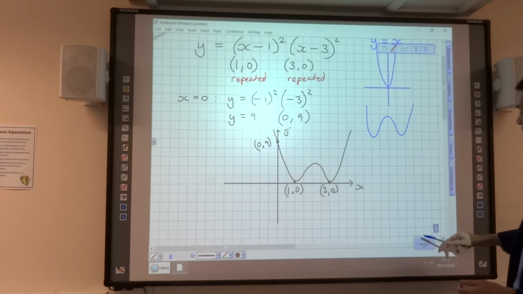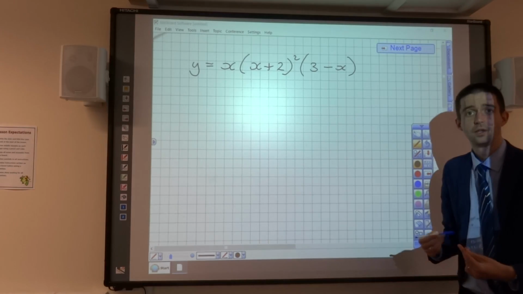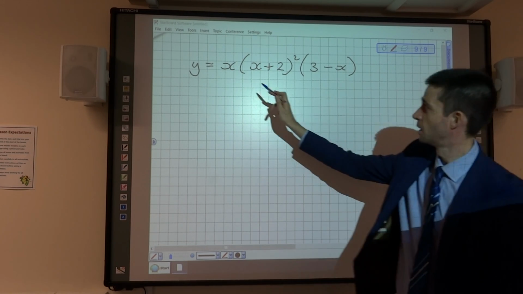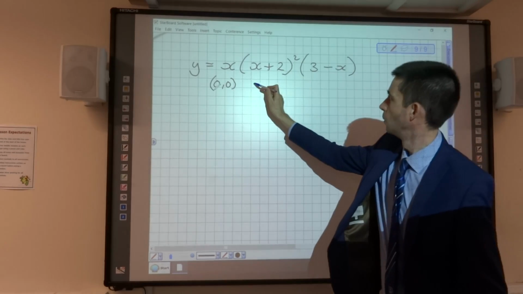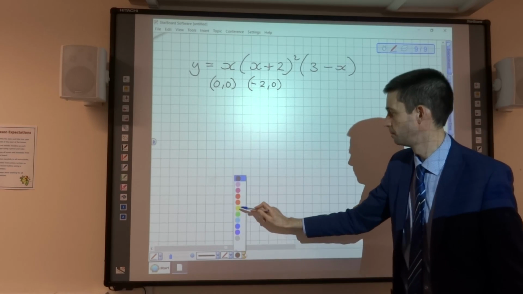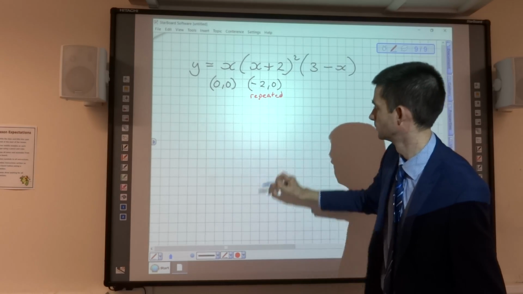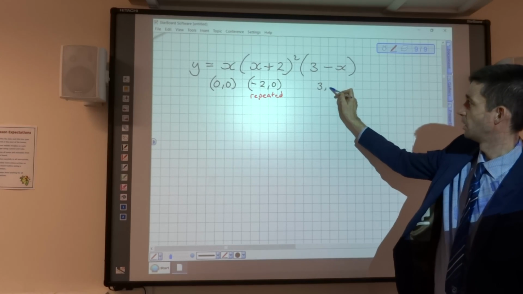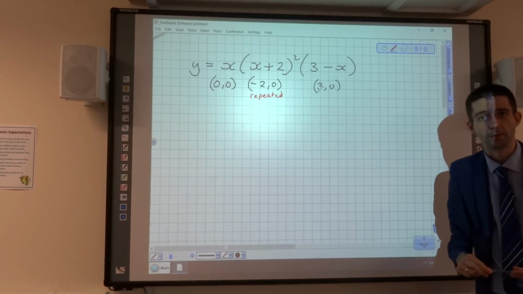Okay. Second example then, we've got y equals x, (x plus 2) all squared, (3 minus x). So, I'm going to identify the roots to start with. From the first one, we're going to get (0, 0), where x is 0. We're going to get (negative 2, 0) from the second bracket, but note that it's squared, which means that one is going to be repeated. And then the final root of this quartic is going to be (3, 0), because x would have to be 3 to make that bracket equal 0.